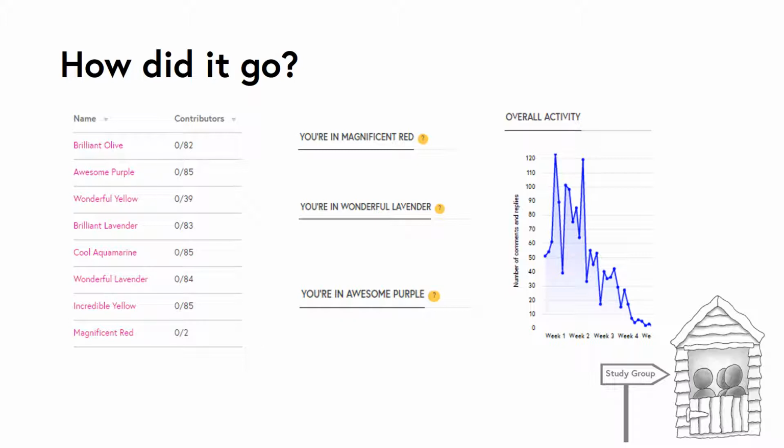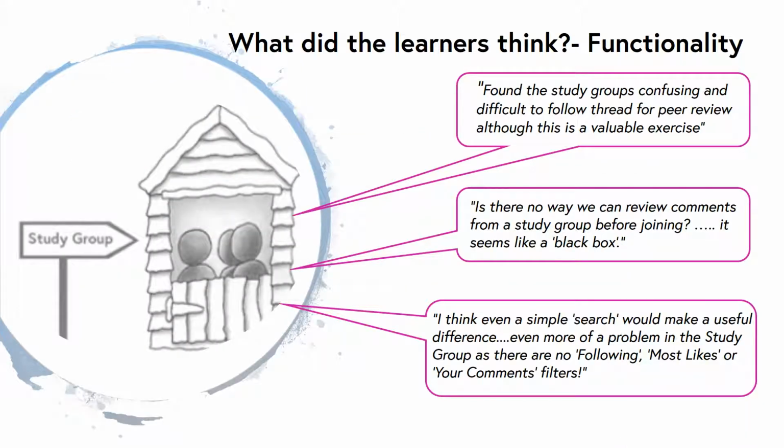We also received some negative comments about the study groups, focusing on 2 themes: the functionality and the random group allocation. On the theme of functionality, some of the learners commented that they found it a little bit confusing because the task prompt was getting lost in the discussion and we weren't able to pin that at the top. So if people arrived a little bit late to the task, it wasn't obvious to them straight away what they needed to do, so they were having to scroll down.